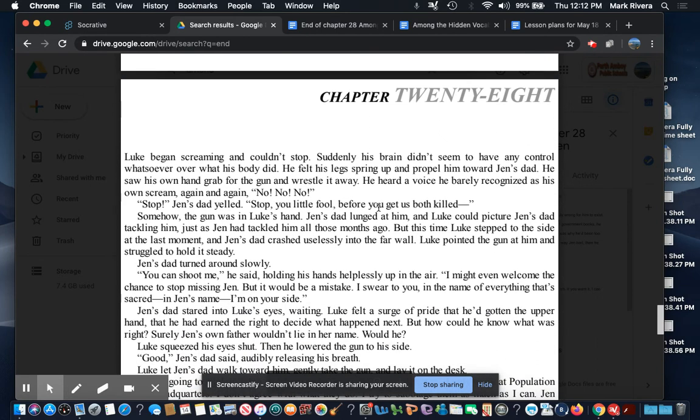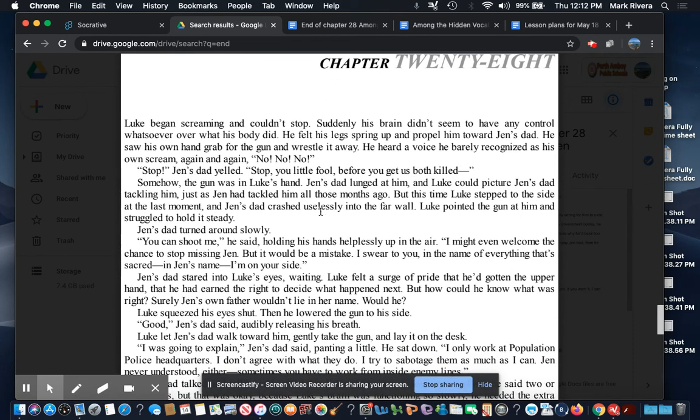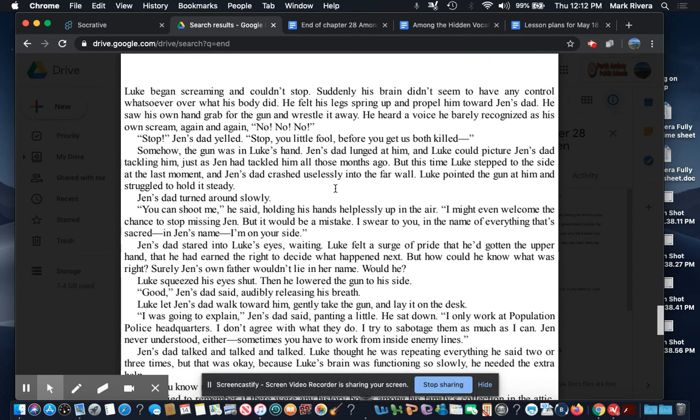Luke began screaming and couldn't stop. Suddenly, his brain didn't seem to have control whatsoever over what his body did. He felt his legs spring up and propel him towards Jen's dad. He saw his own hand grab for the gun and wrestle it away. He heard a voice he barely recognized as his own scream again. No, no, no! Stop, Jen's dad yelled. Stop, you little fool, before you get us both killed.